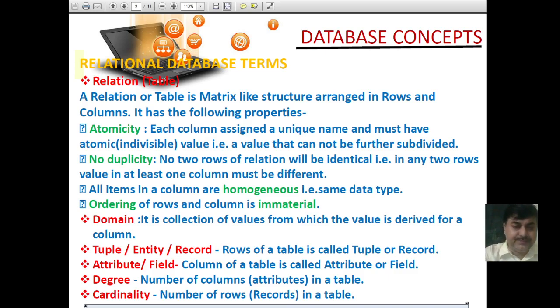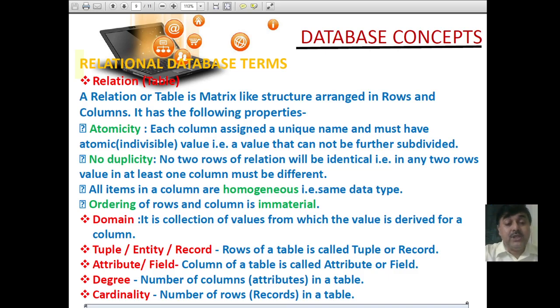Ordering. There are first domains. Domains means a collection of the values which we have derived from the column. Tuples, entity, record are all the same thing. A row of a table is called a tuple, entity, or record. Attribute or field: the table column is called an attribute or field. Degree means number of columns. Cardinality means number of rows.